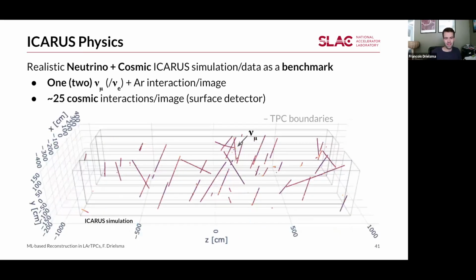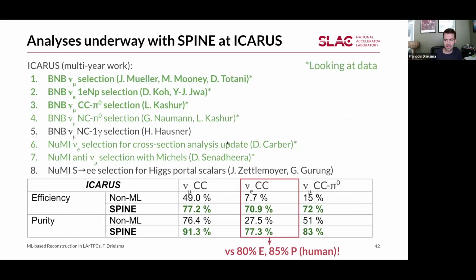I just want to briefly give you a sense as to how well this works on actual physics cases. So I'm just going to take the ICARUS detector as an example. ICARUS typically sees one neutrino interaction in one event, and there's a bunch of different cosmics overlays. So what we're trying to do essentially is pick out the neutrino interaction and reconstruct it correctly. There's a lot of different physics targets that we are looking into. So there's a long list here, which I'm not going to go into great detail.